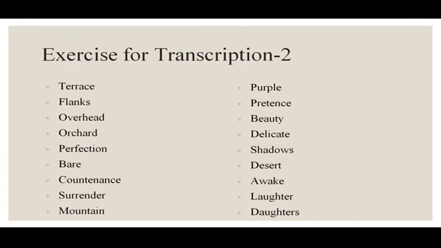Words in sheet 2: terrace, flanks, overhead, orchard, perfection, bare, countenance, surrender, mountain, purple, pretense, beauty, delicate, shadows, desert, awake, laughter, daughters.